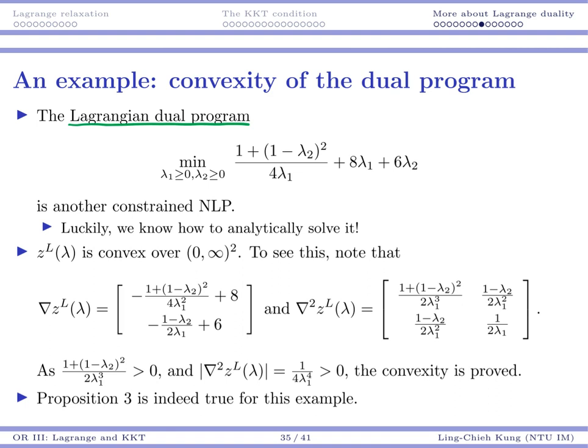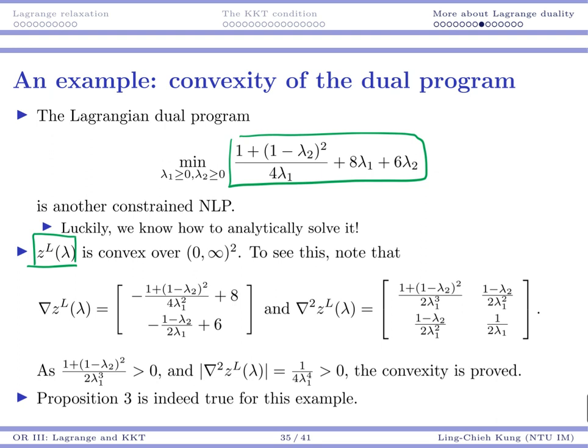So in this case, what we want to do is that we want to solve this nonlinear program. So this is another constrained nonlinear program, okay? But luckily, we know how to analytically solve it. How to do that? Well, let's take a look at this particular function. This ZL of lambda as a function of lambda is convex over this feasible region. Why is that? Well, here first let's ignore 0 for lambda 1 because lambda 1 cannot be 0.